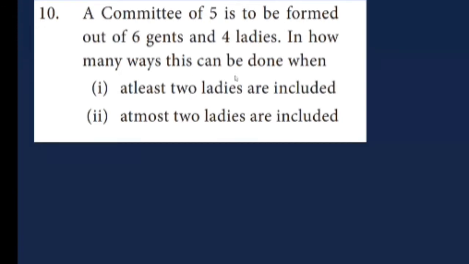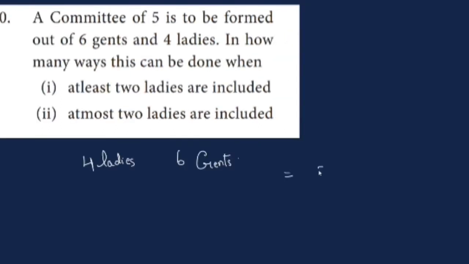A committee of 5 is to be formed out of 6 gents and 4 ladies. So, we have to form a committee of 5. Total should be 5. How many ways can this be done when at least 2 ladies should be included?